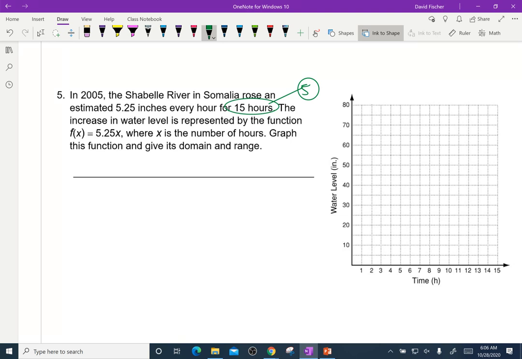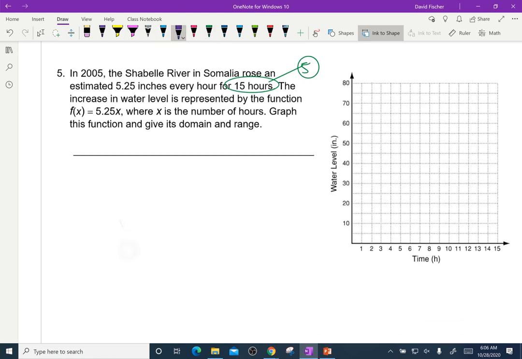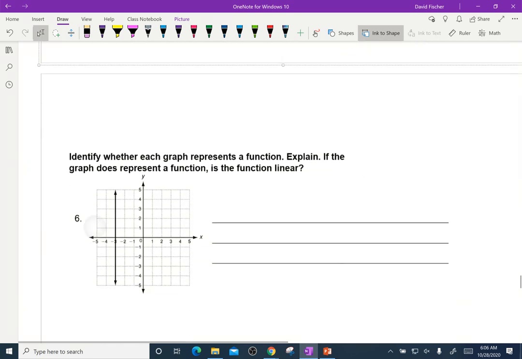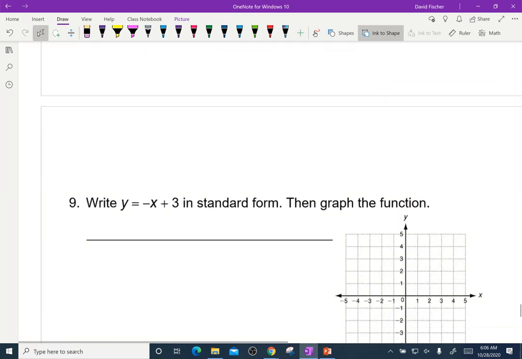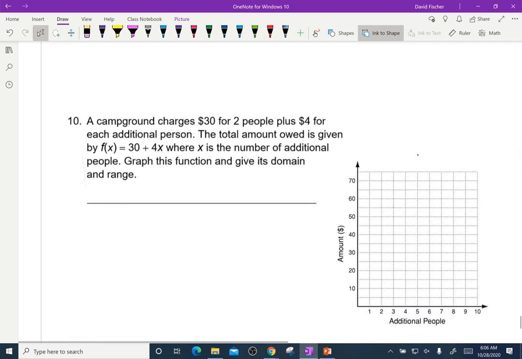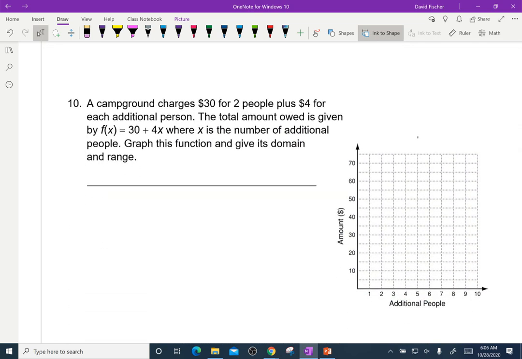All right. So I'm not sure why I have that ink to shape there. Let's see what the back one is back here. Let's see if we have to modify this one. I can't remember. So it's $30 for 2 people plus $4 for every additional person. So yeah, let's go up to 10 because they're counting by 2s.